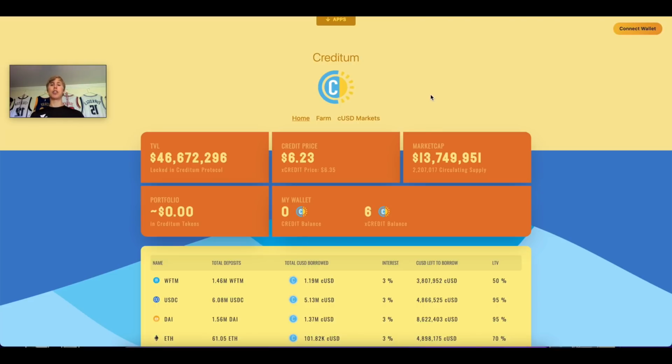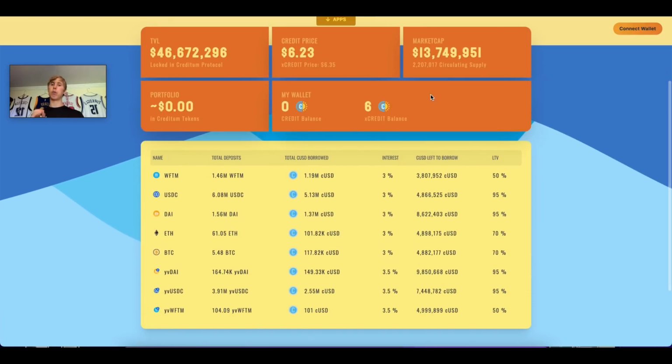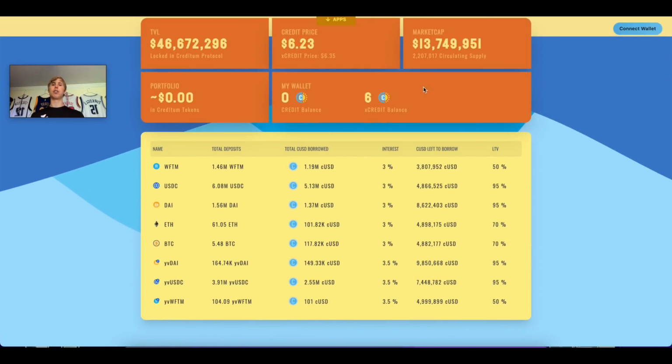Now, I want to show you a little bit about this protocol and why I'm so bullish on it, so you guys can understand the concepts behind it. The first thing you need to understand before we get into this is something like MyFinance or MakerDAO. What this protocol is doing is you're depositing assets like USDC, Bitcoin, Ethereum, and you're using that as collateral to borrow some stablecoins.